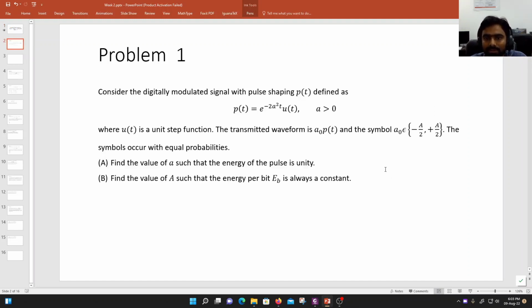So consider the digitally modulated signal with pulse shaping filter p(t) equal to e raised to power minus 2a square t u(t), where a is greater than 0 and u(t) is a unit step function, and the transmitted waveform is a naught p(t), and the symbol a naught is to be transmitted at minus A by 2 and plus A by 2, and these symbols occur with equal probabilities. So first part is find the value of a such that the energy of the pulse is unity, and find the value of A such that the energy per bit, that is EB, is always a constant.